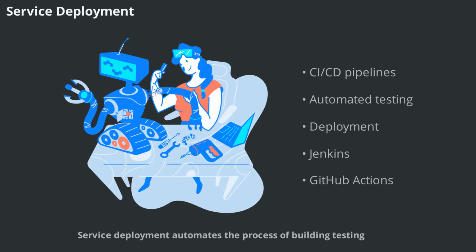Service deployment automates the process of building, testing, and deploying microservices. Tools like Jenkins, GitHub Actions, and GitLab CI/CD are commonly used in Spring Boot projects. Interviewers may ask about your experience with deployment strategies, automated testing, and CI/CD pipelines. Understanding these practices is crucial for delivering software quickly and reliably.